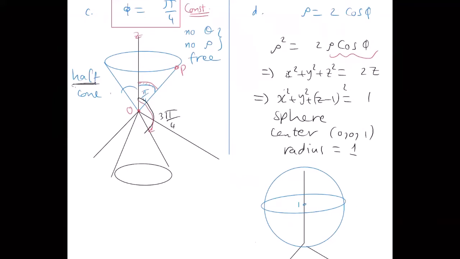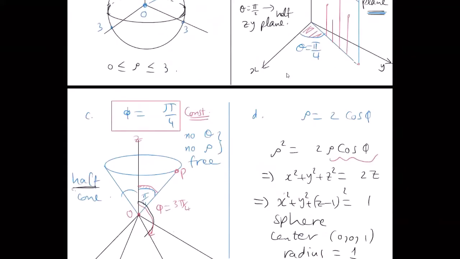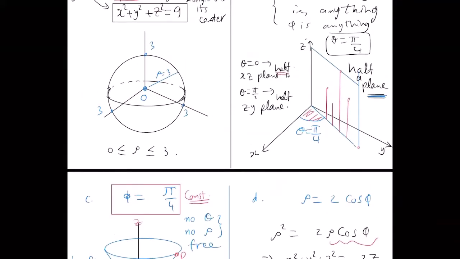Look at this phi. Phi equals 3 pi over 4. We will get this bigger angle, the other side of the cone, the other half of the cone. Like here. If you need to have the other half of the plane, you need to add another pi to theta. Theta equals pi over 4 plus pi, to go for the other half of the plane, this side.